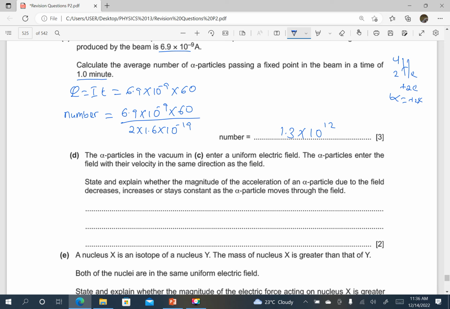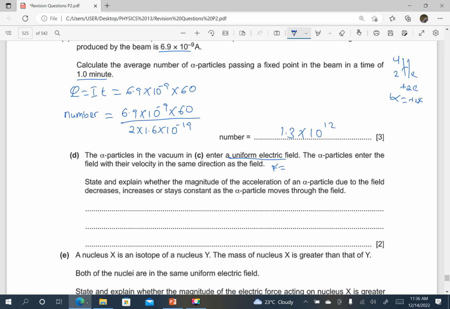The alpha particles in the vacuum enter a uniform electric field. Remember, electric fields is now completely A level, not AS. The alpha particles enter the field with their velocity in the same direction as the field. State and explain whether the magnitude of the acceleration of an alpha particle due to the field decreases, increases, or stays constant as the alpha particle moves through the field. Of course, since the field is a uniform field, it means the field strength is constant.